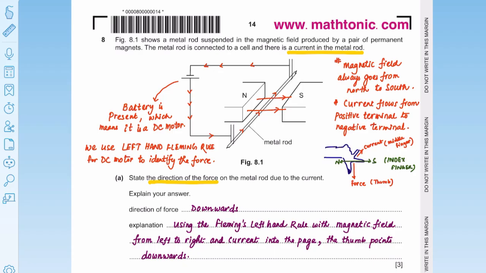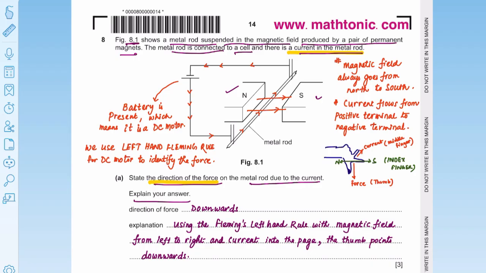Okay, right now, the next question is about the motor. Figure 8.1 shows a metal rod suspended in a magnetic field produced by a pair of permanent magnets. You can see here, these are two permanent magnets, right? This metal rod is connected to a cell and there is a current in the metal rod. The question is: state the direction of the force on the metal rod due to the current, and explain your answer. Okay, let's try to understand this question.